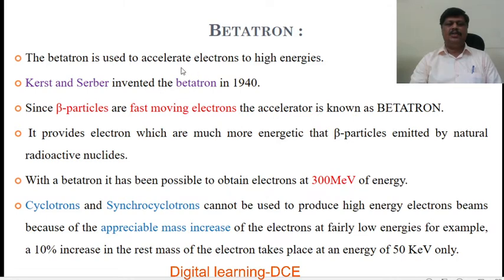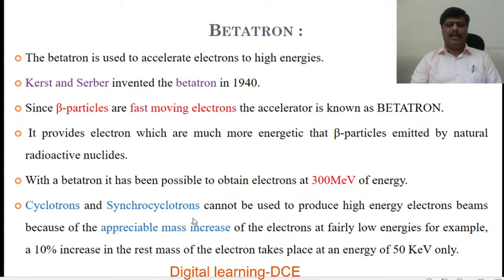So betatron is used to accelerate electrons to very high energies. It provides electrons which are much more energetic than beta particles emitted by natural radioactive nuclides. With a betatron, it has been possible to obtain electrons of about 300 mega electron volt of energy. So betatron is used to accelerate electrons up to 300 MeV of energy, and it is a particle accelerator.